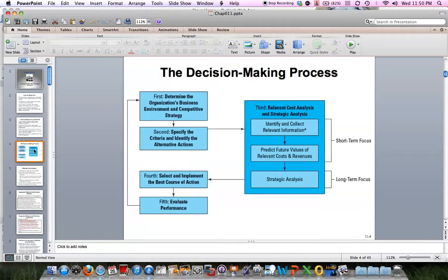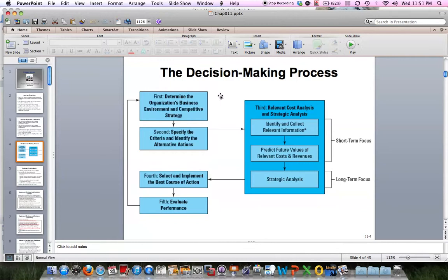And the first thing we're going to talk about is the decision-making process and basically the 5 steps. And that's what this graph shows us, is first determine what is our company's business environment, the strategy that they're using. Are they a cost leader? Are they a differentiator? Are they something else? That will come into play in making the right decision. Next is to specify the criteria needed to make a decision, and then identify all the potential actions that can be taken based on the criteria that have been identified.